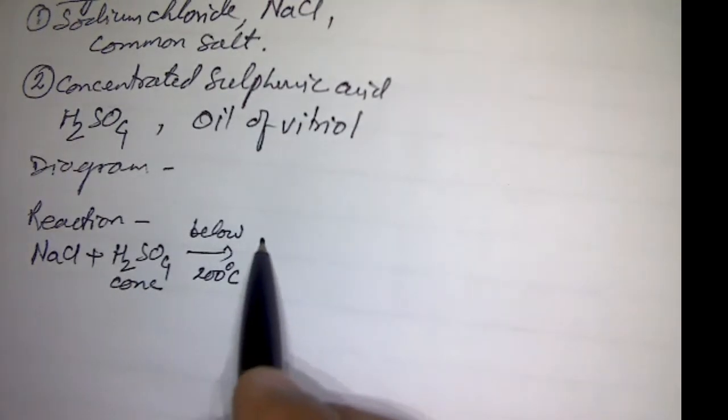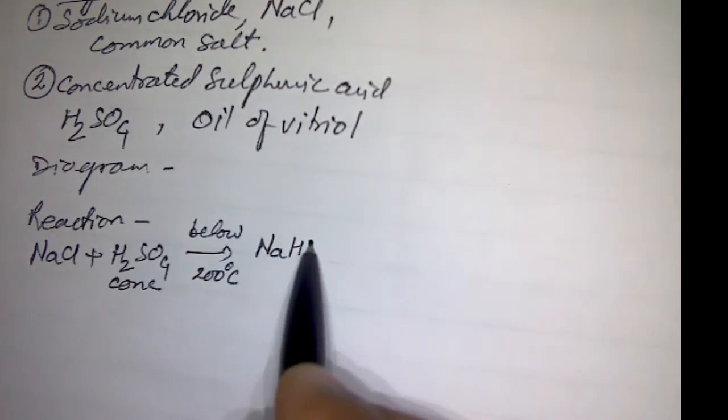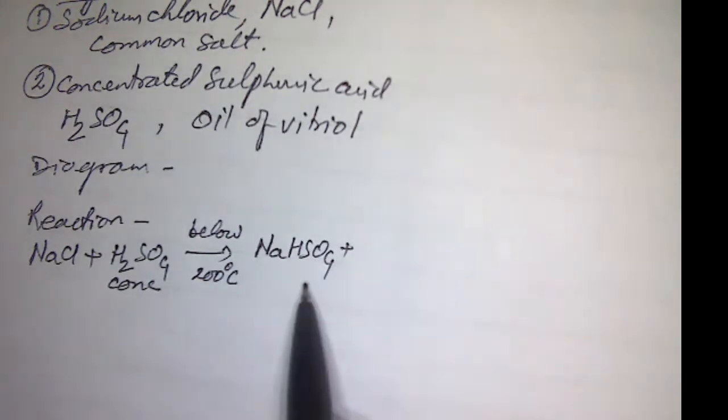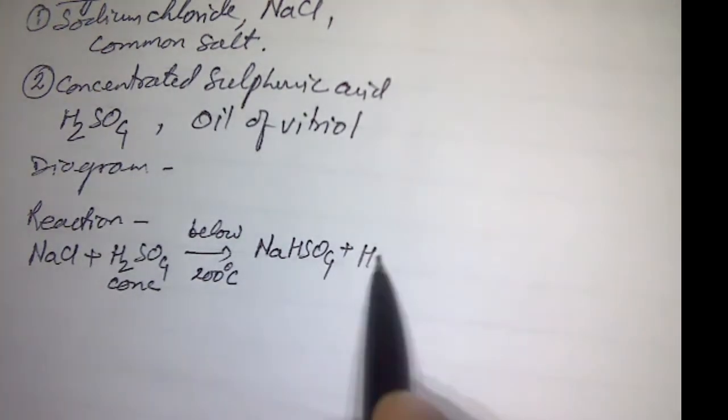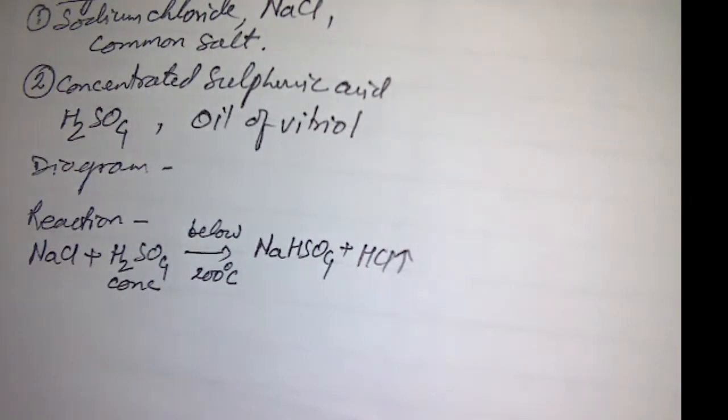The next thing is your product, NaHSO4, sodium hydrogen sulfate, with HCl. This gas is given out. Hydrogen chloride gas. Arrow pointing upward means it is a gas. So sodium chloride with concentrated sulfuric acid, temperature is below 200 degrees Celsius.